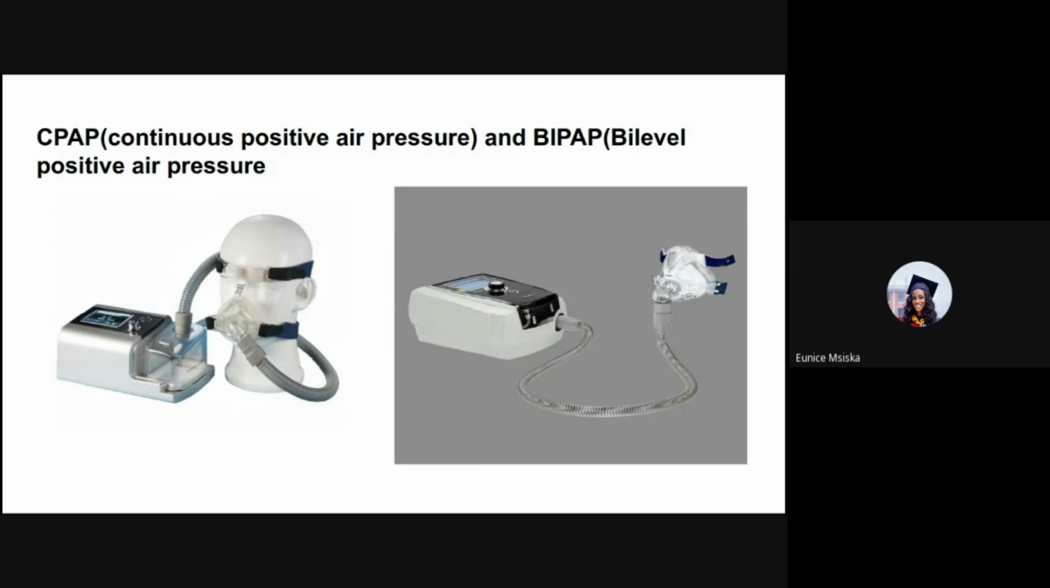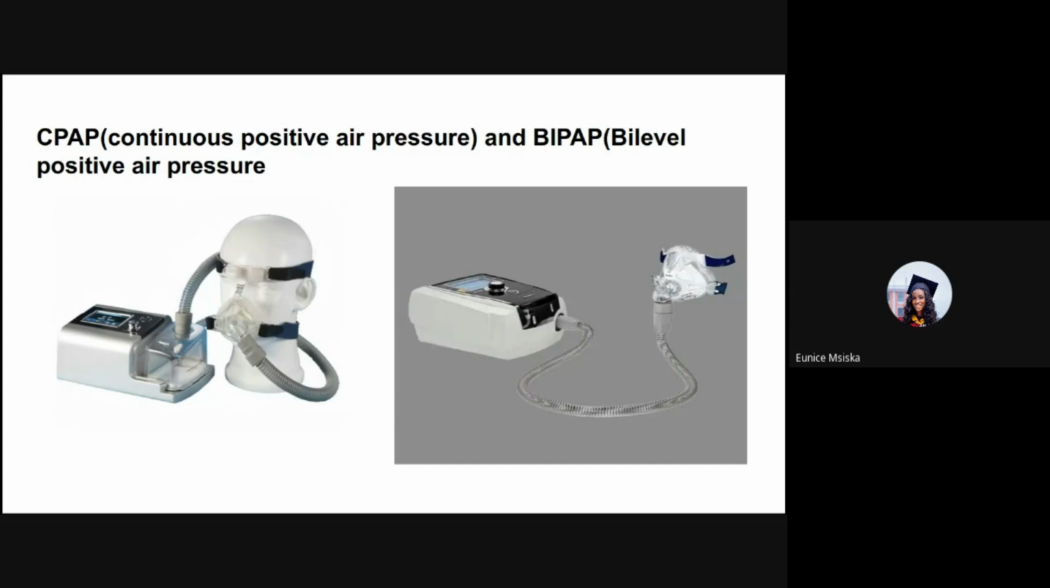So I'll present on the two devices, the CPAP and the BiPAP machine. So CPAP is an abbreviation that stands for continuous positive air pressure, and BiPAP is also an abbreviation that stands for bilevel positive air pressure.